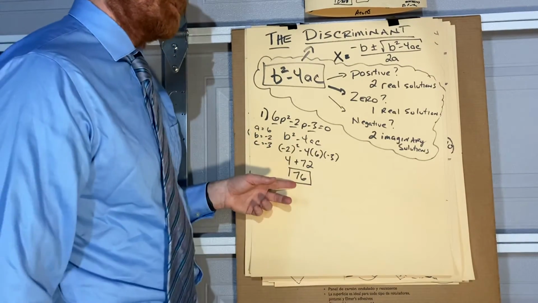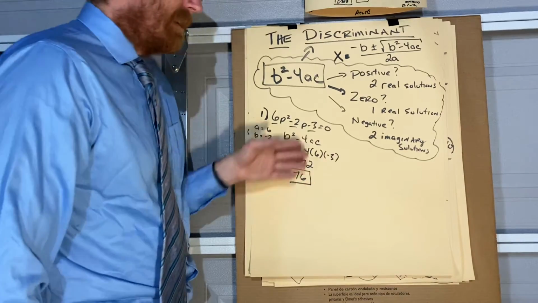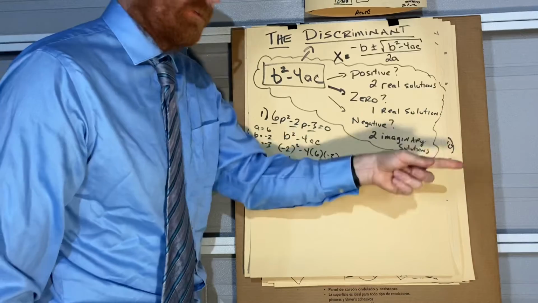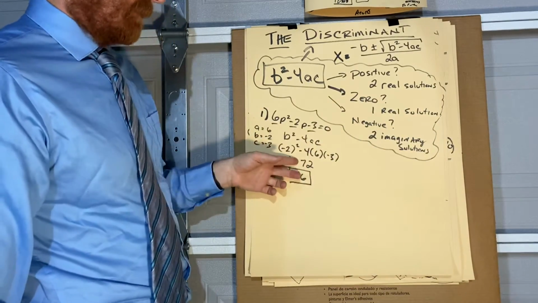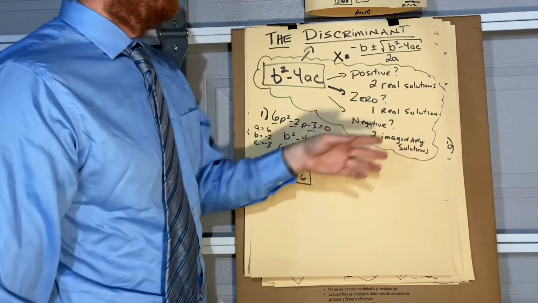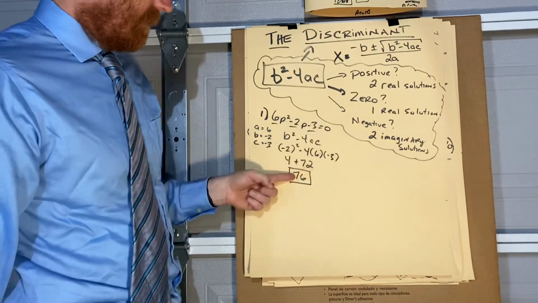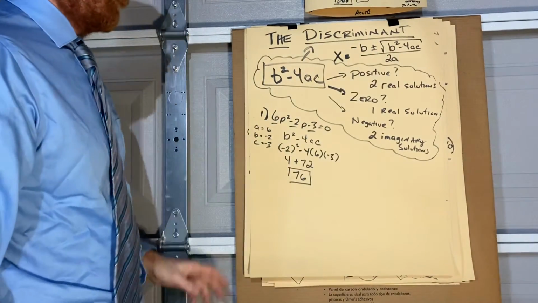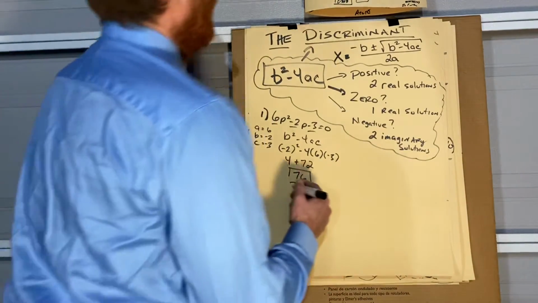The last few questions on the worksheet say, after you get that, compare it back to this, and if it's a positive number like this is, you would say two real solutions. If it's a 0, they cancel out, you would say one real solution. And if it's a negative number for the discriminant, that means you have a negative square root and you get imaginary solutions. So let's do one of those.